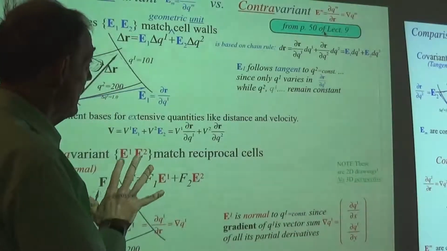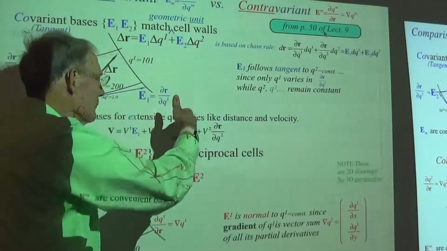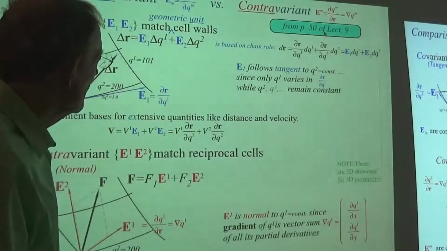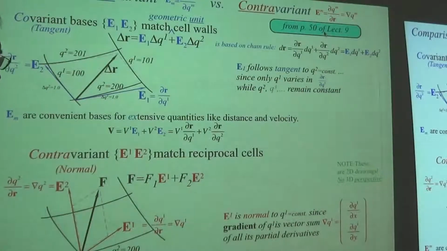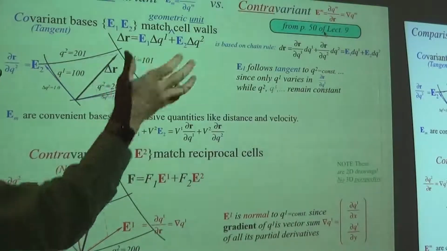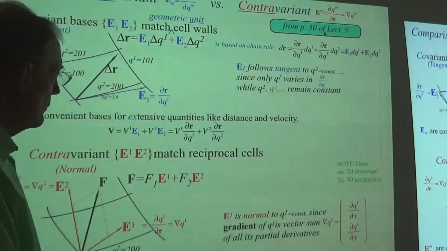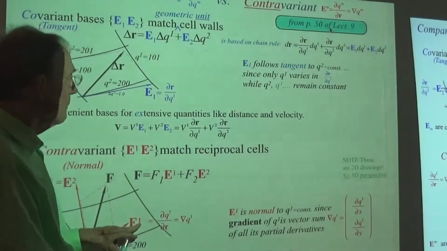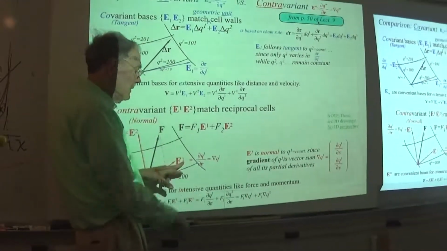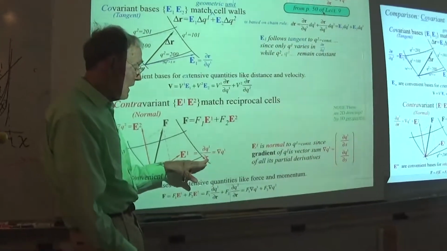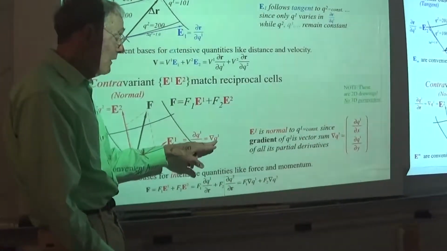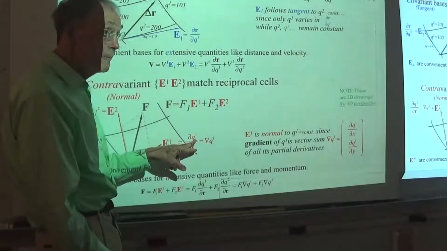Now, that's fine. This is the blue, what we may call the democratic way to go about things. This is the Republican, this is the rebelling. Because what we're talking about here for E super 1, as opposed to E sub 1, is the partial derivative of Q1 with respect to the vector R, which is a gradient of that coordinate Q1.